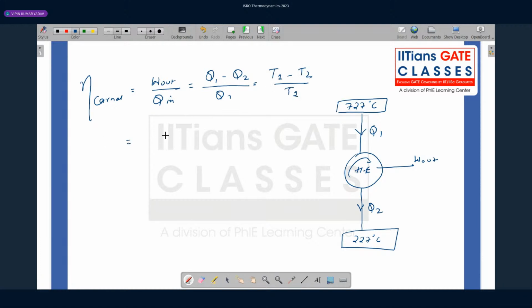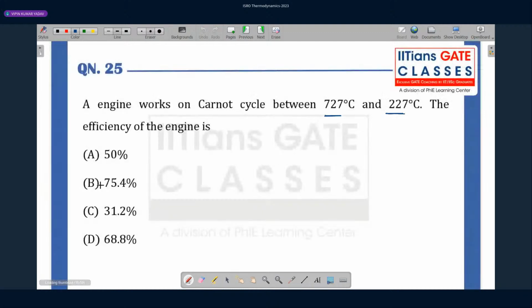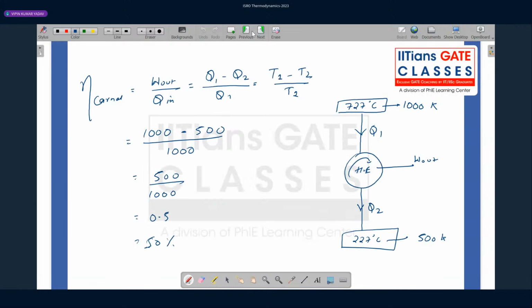So what is this? 1000 Kelvin. What is this? 500 Kelvin. So this is basically 1000 minus 500. It is minus, okay? Don't get confused with this. This is minus and 1000. So very simple calculation, 500 by 1000. That means 0.5 or 50%. The answer is 50%, which is A. Okay. I hope it is absolutely clear.